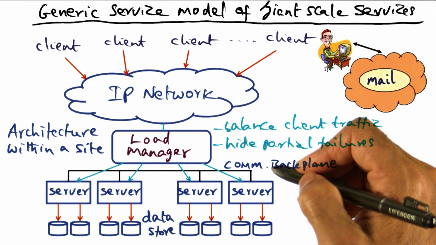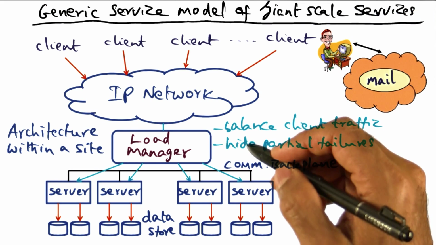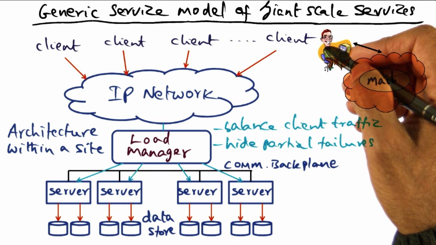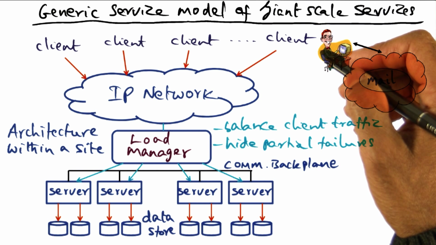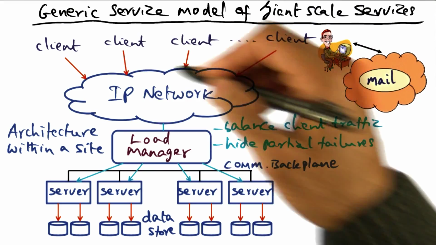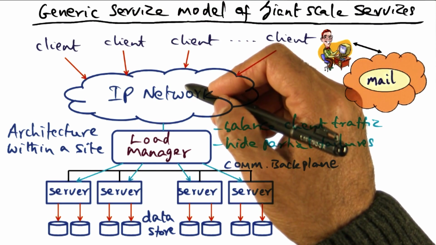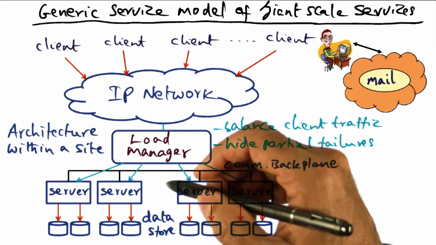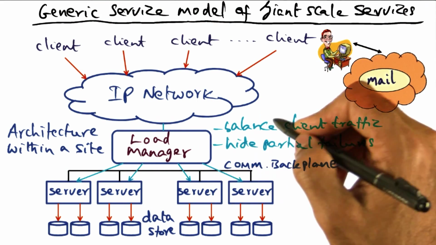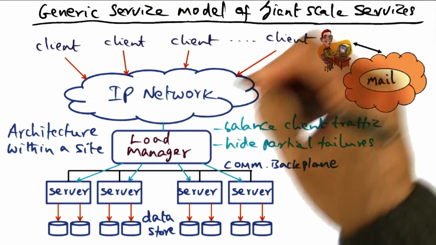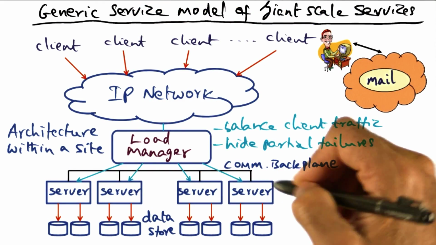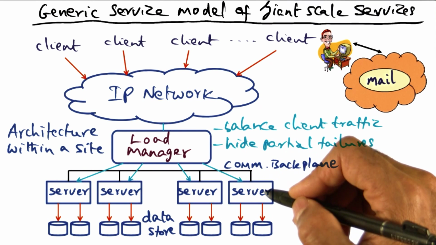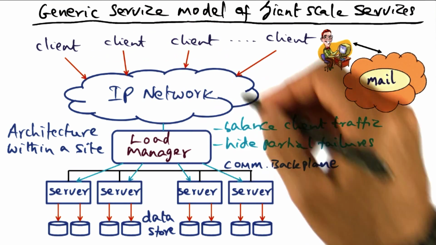One of the characteristics of most of the giant scale services is that these client requests that are coming in are all independent of one another. Sometimes this is also called embarrassingly parallel, meaning that all of these client requests can be handled in parallel so long as there is enough server capacity to meet all the incoming requests. So the role of the load manager is to balance the client traffic and redirect them to the server so that no particular server is overloaded and all of the servers get equally utilized in servicing incoming requests.